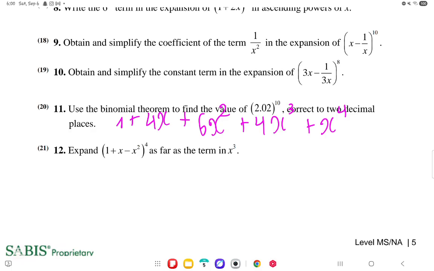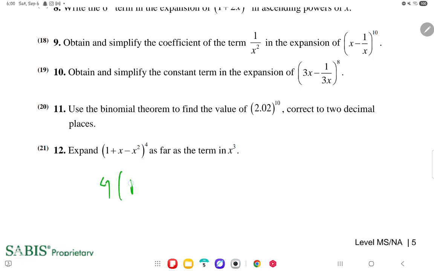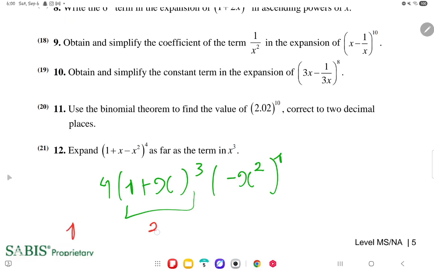It is 1 plus 4x plus 6x squared plus 4x to the power of 3 plus x to the power of 4. We're going to need it for later use. Now we finished the first term. What was the second term? Second term for us was 4 times (1 plus x) to the power of 3 times (minus x squared) to the power of 1. Now, for (1 plus x) to the power of 3, we know the values of the combinations. They are 1, 3, 3, 1, right?